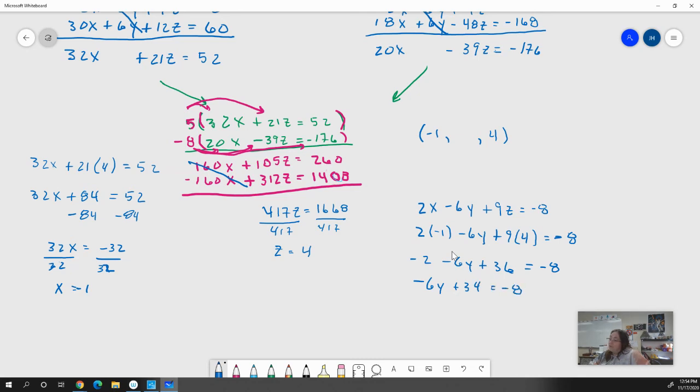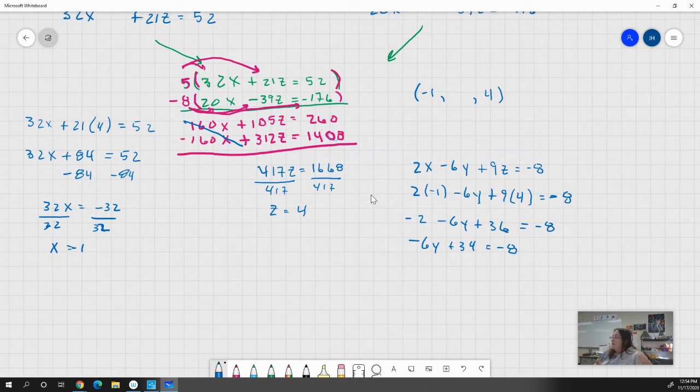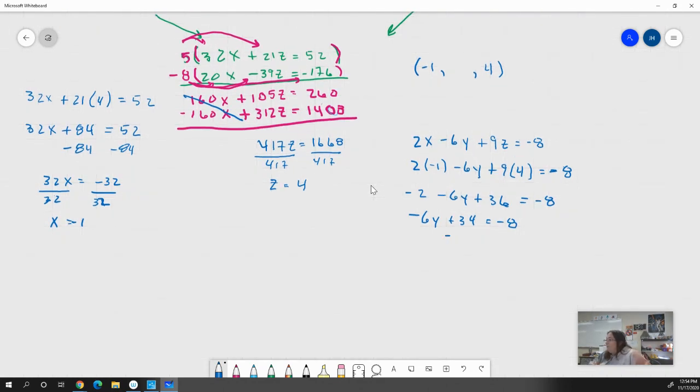And then I just undo what's being done to y, starting with what's being added to it. So I'm going to subtract 34, subtract 34, and I wind up with minus 6y equals negative 42. And the only thing we have left is this negative 6 being multiplied to it. So I'm going to divide by negative 6 and divide by negative 6. And I get y equals 7. And we can write that up here as our x, y, z solution.